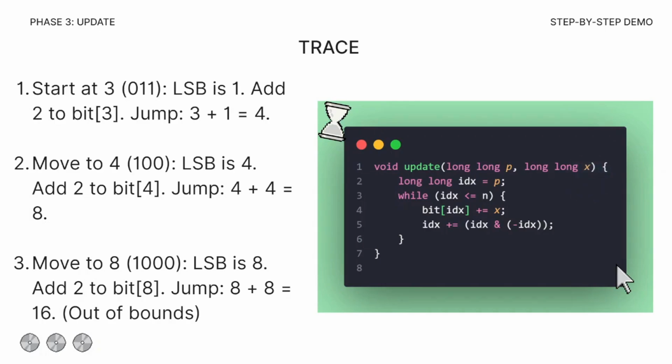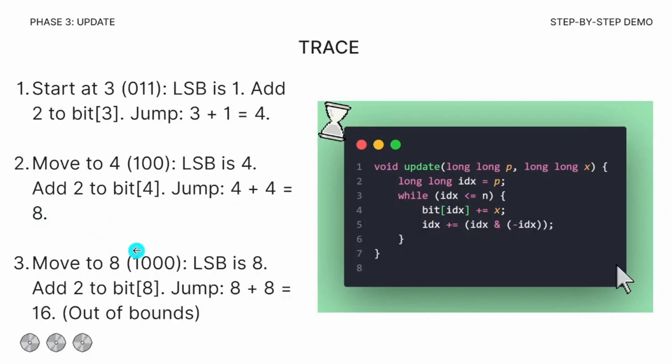Let's trace this. We start at 3, which is 0, 1, 1 in binary. The LSB is 1. So we add 2 to bit 3, and we jump 3 plus 1 is 4. Now we move to 4, which is 100 in binary. Its LSB is obviously 4. So we add 2 to bit 4, and then we jump 4 plus 4 is 8.